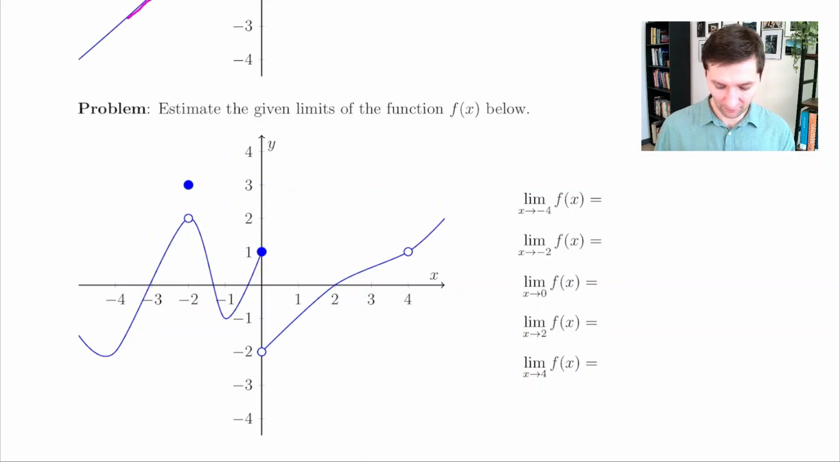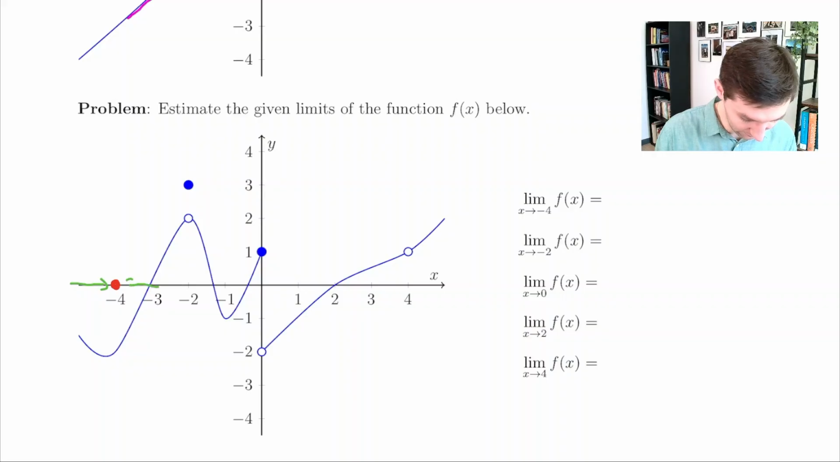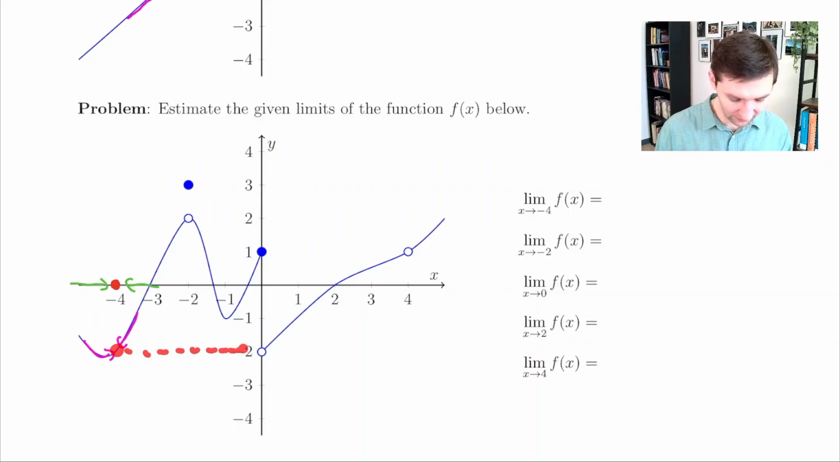To find the limit of this function as x approaches -4, I find x equal to -4 on the x-axis. Then I will approach it with the inputs from the left and from the right. I will draw the corresponding arrows on the graph of the function. Those arrows point towards a point with the y-coordinate of -2, which suggests that the limit of this function as x approaches -4 is -2.